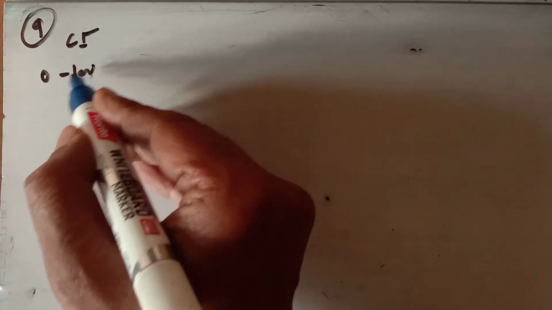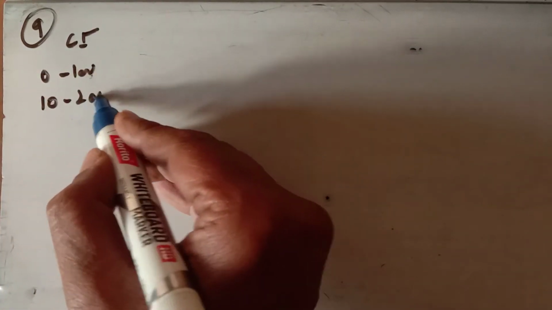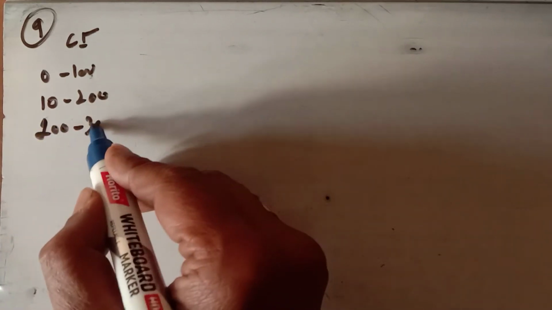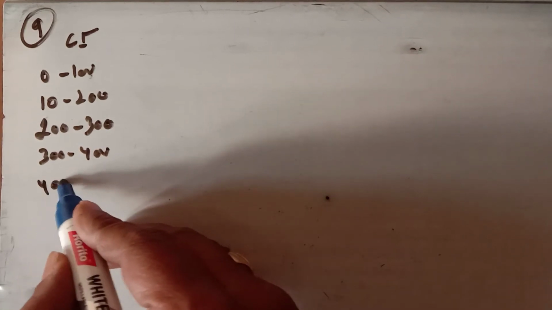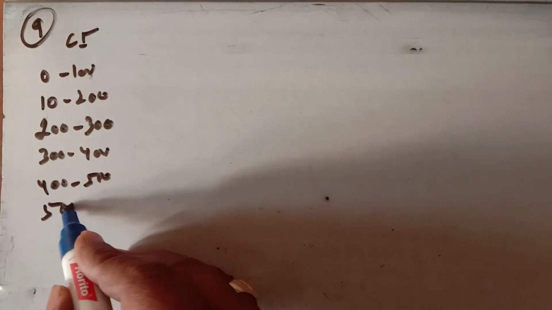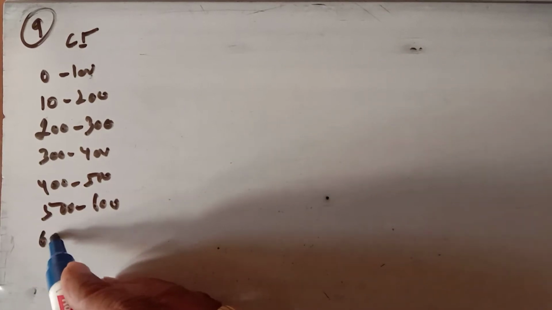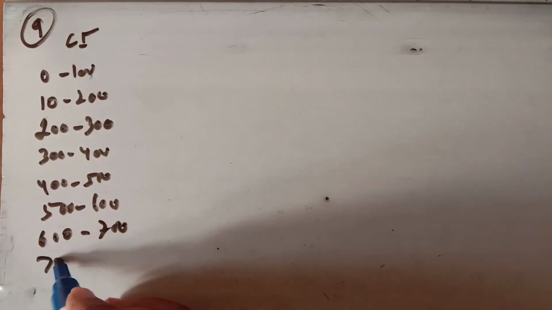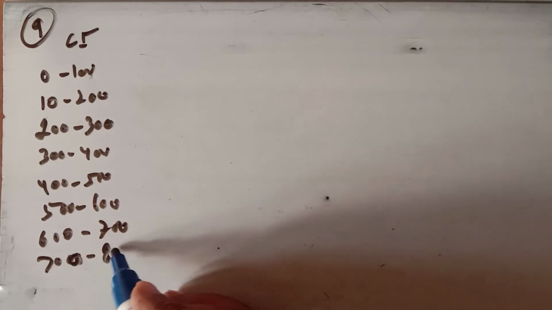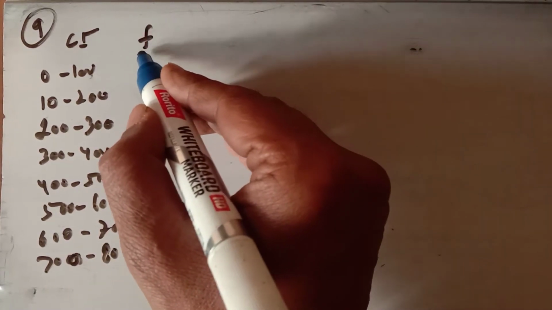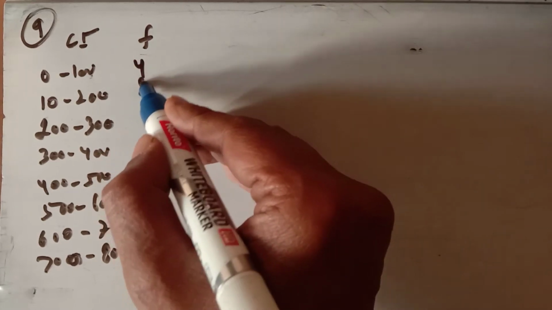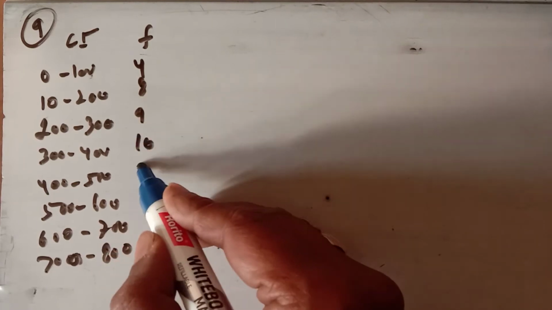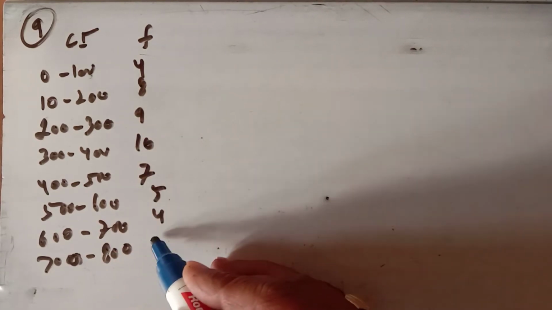So the data in question 8, the class interval is given as 0 to 100, then 100 to 200, 200 to 300, 300 to 400, 400 to 500, 500 to 600, 600 to 700, and 700 to 800. This is the data given, and the frequency of this is given as 4, 8, 9, 10, 7, 5, 4, 3.